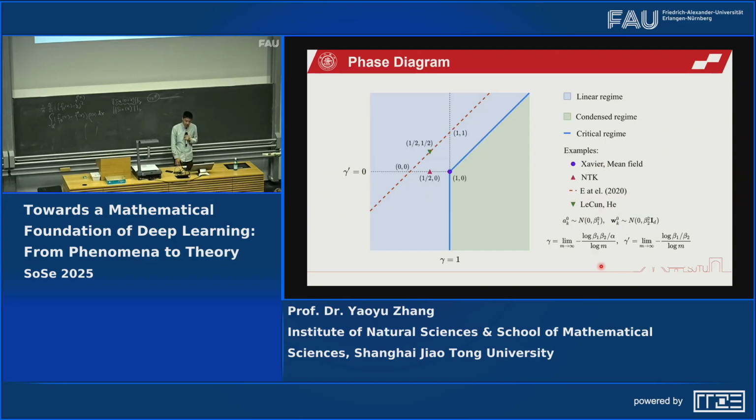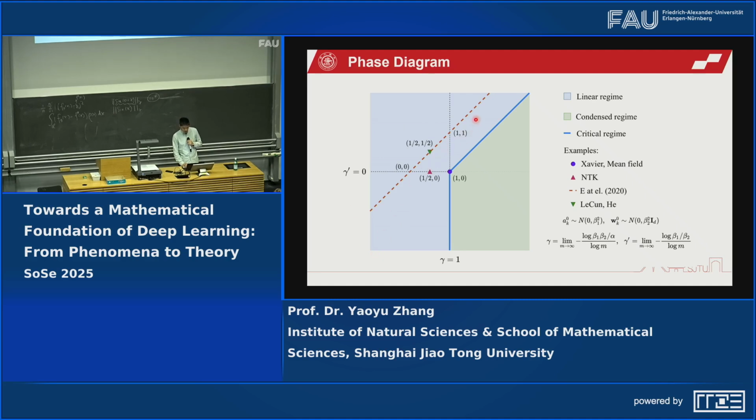Now let's directly look at this phase diagram. First, you can see I marked different points, which are the scalings chosen by existing methods. The meaning of the colors: this green area we call the condensed regime. You can see there's no existing point in this condensed region. There are lots of points in this light blue region, which we call the linear regime.